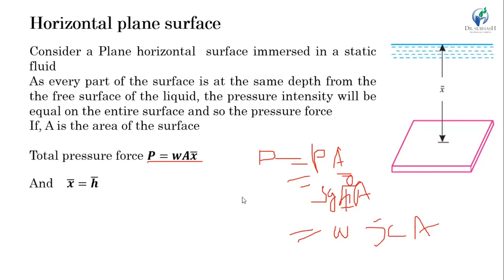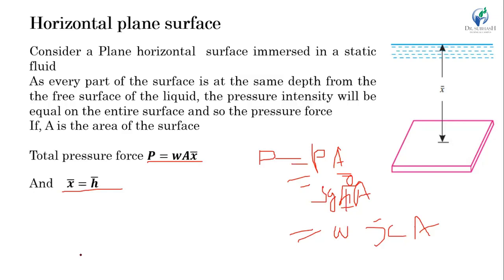And as for the location of the center of pressure, if we neglect the thickness, then x bar is equal to h bar. So this is the location of the center of pressure. Say CG and C, both points will lie on the same plane. So x bar equals h bar. So this is the location of the center of pressure, and this is the amount of total pressure, or simply the total pressure force on a horizontal plane surface.